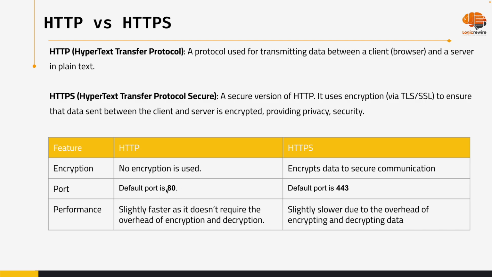But this port 80 is available only for HTTP. It is reserved. You can't use port 80 for your application. Similarly, HTTPS has a fixed address, 443, for HTTPS. So this is one difference.